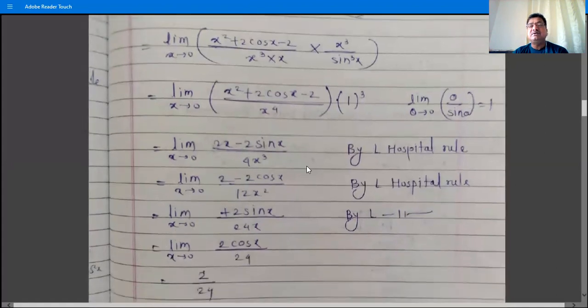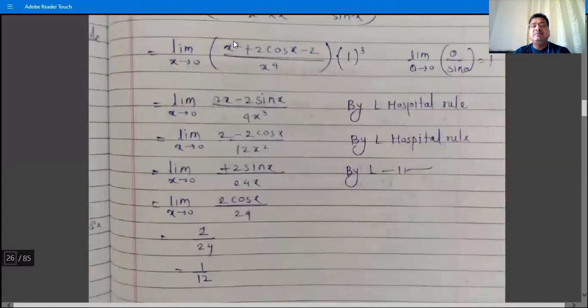Now if we substitute x as 0, then what do we have? 0 square is 0. 2 cos 0 is 2. So 2 minus 2 is 0, divided by 0 raised to 4, which is 0. So this is in the form 0 by 0. So apply L'Hospital rule. So next step is limit x tends to 0.